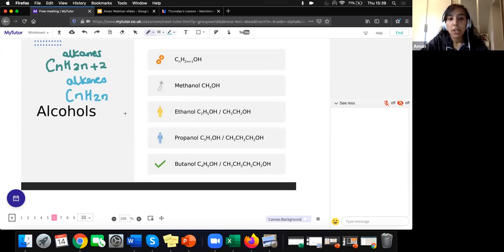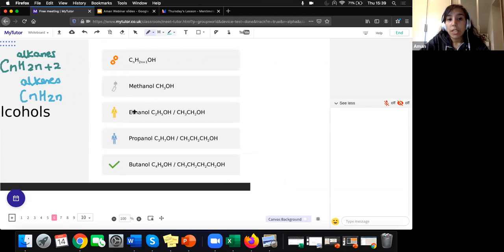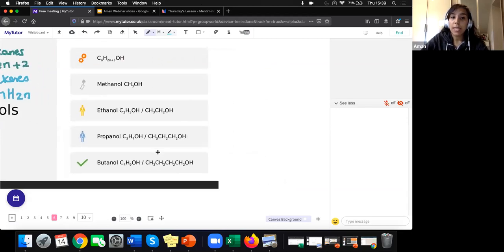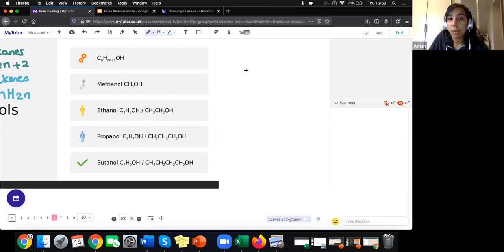Okay, so let's look at an alcohol. So as I said, you need to know the first 4 alcohols. In this case, it's methanol, ethanol, propanol, and butanol. And the reason methanol is an alcohol is because alcohols don't have a double bond. So that means methanol is the first one. So I'm going to draw out each of them. So we'll start with methanol, which is CH3OH.